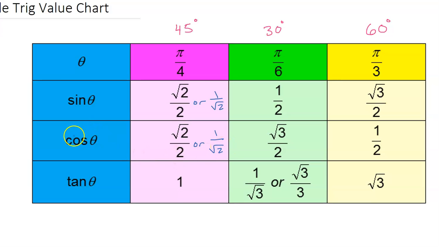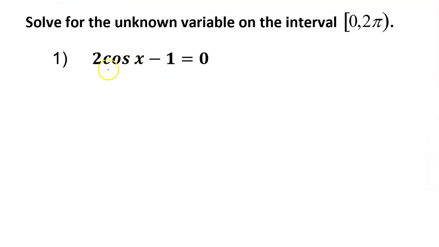For example, the cosine of pi over 6 is radical 3 over 2. You should know that off the top of your head. So let's get started. First, we need to get cosine by itself. Adding 1 to both sides, we have 2 cosine x is equal to 1. Dividing both sides by 2, we have cosine x is equal to 1/2.